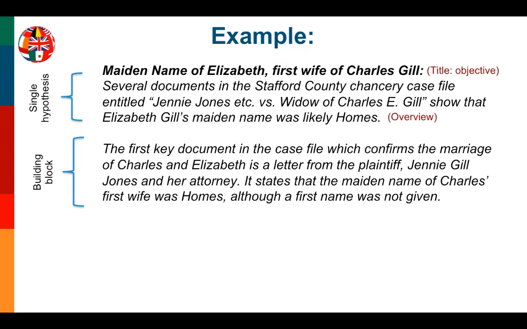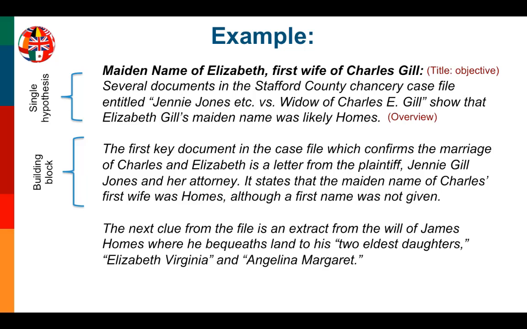Next, we have a building block. The first key document in the case file, which confirms the marriage of Charles and Elizabeth, is a letter from the plaintiff, Jenny Gill Jones, and her attorney. It states that the maiden name of Charles' first wife was Holmes, although a first name was not given. The next clue from the file is an extract from the will of James Holmes, where he bequeaths land to his 2 eldest daughters, Elizabeth Virginia and Angelina Margaret. This is our next building block.